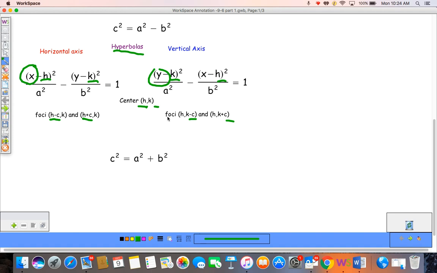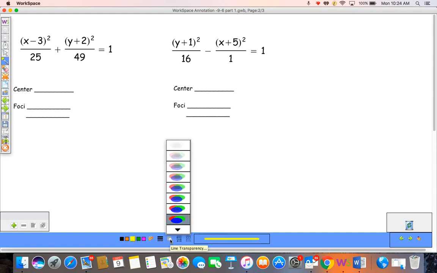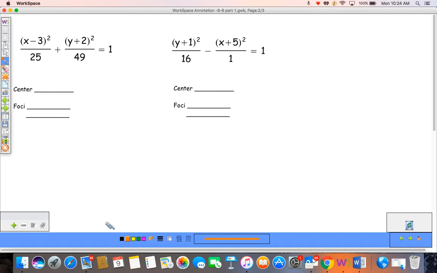So this stuff you really don't have to memorize. It's really just how to find your c that are the only things you really need to know. All the rest of it should come pretty naturally. So let's take a look at a couple of fairly simple problems here. The first one, let's look at what's the center, what's the foci for both of these.